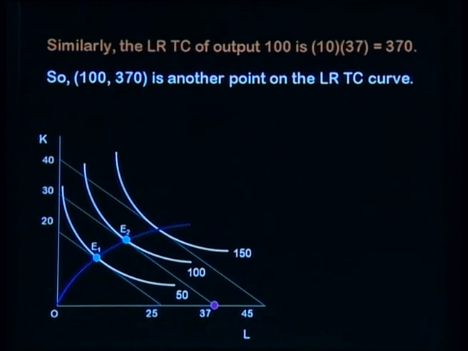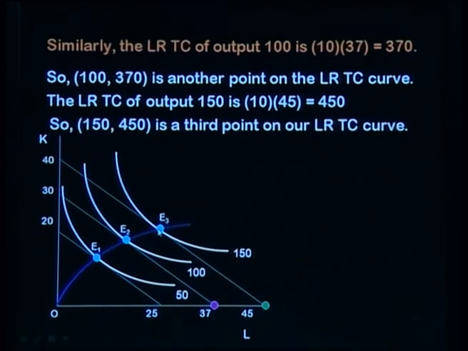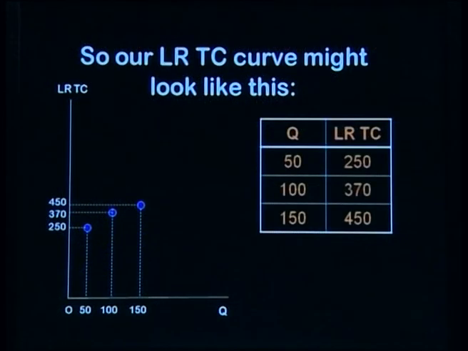Similarly, the long run total cost of output 100 is 10 into 37, that is 370. So at this level of quantity, we will have 100, 370 as another point on the long run total cost curve, E2. In the same way, the long run total cost of output 150 is 10 into 45, that is 450. So 150, 450 is a third point on our long run total cost curve, E3. So our long run total cost curve might look like this. We have 3 different quantities and 3 different long run total cost points.